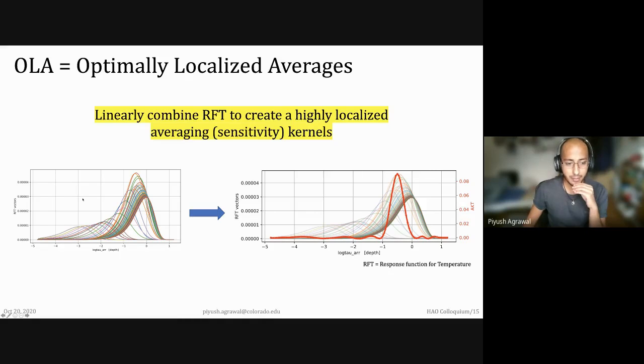In the plots here, I'm plotting the response function as a function of depth for all the wavelengths. On the right side, you have the response function in the background, and on top of that this red curve, which is called the averaging kernel. The basic intention in OLA is to linearly combine these response functions so that your net sensitivity is highly localized at one depth location and small everywhere else. Indirectly, you're trying to improve the capability of your probe to do inversions.